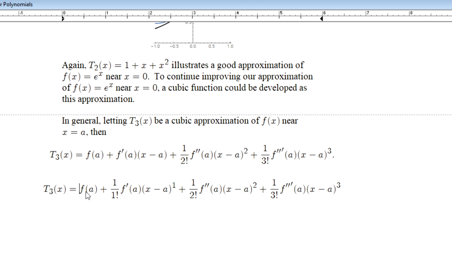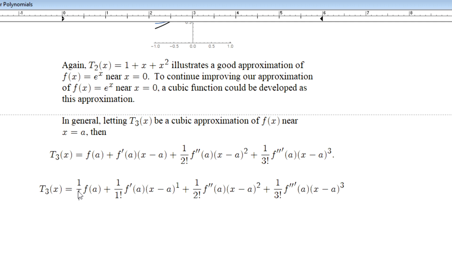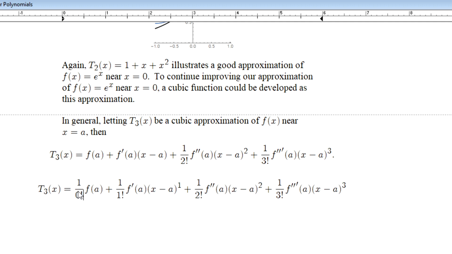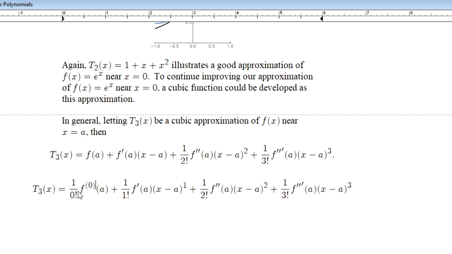Now here we also see that pattern. This is technically 1 over 0 factorial times f's, what we would say is 0th derivative. We don't really have a prime symbol for that. How we handle indicating not taking the derivative of a function, having the 0th derivative, well, we just state the function. So that's why we just see this function stated above.